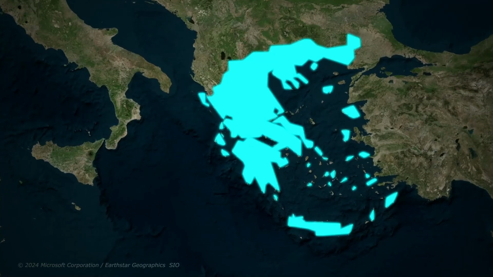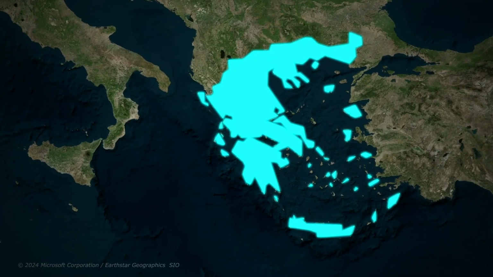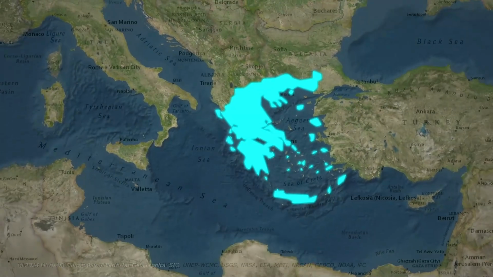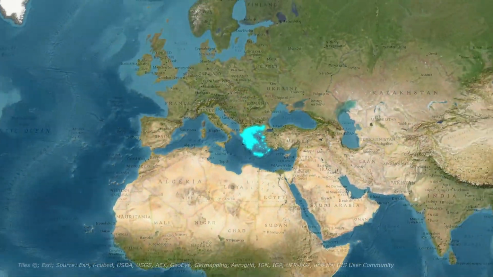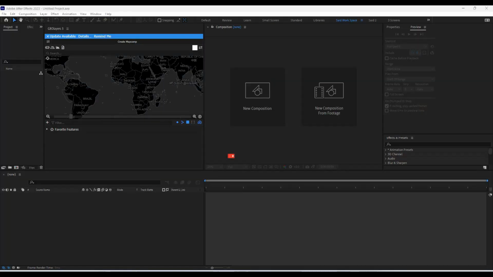Today we're diving into Geolayers3 in After Effects to create smooth transitions between maps. Whether you're working on a documentary, travel video, or any project that involves maps, this tutorial will help you create professional-looking transitions. Let's get started.